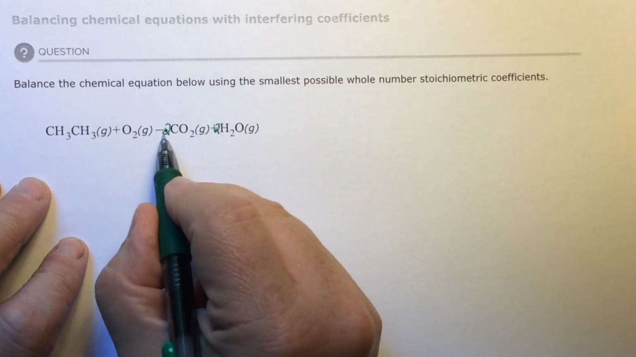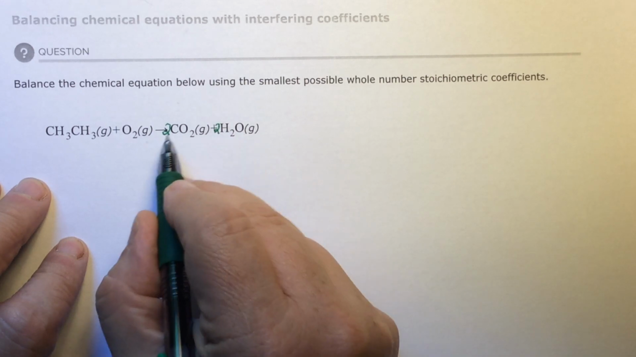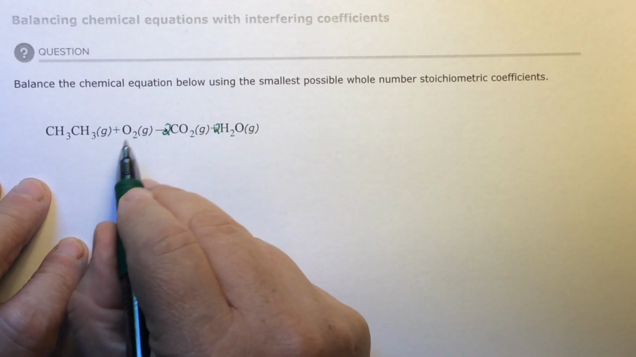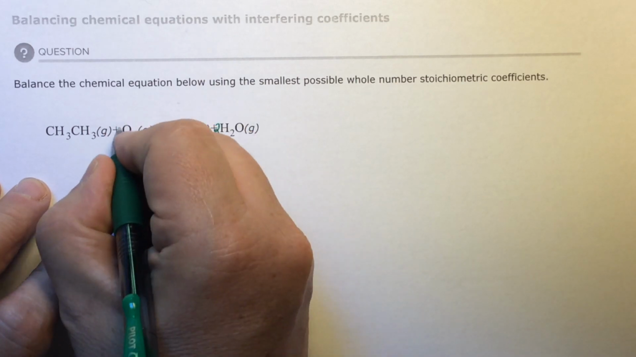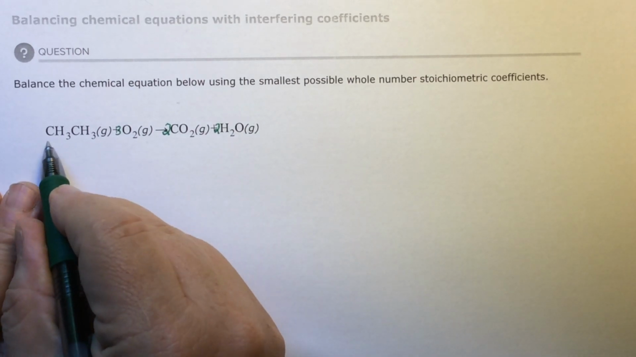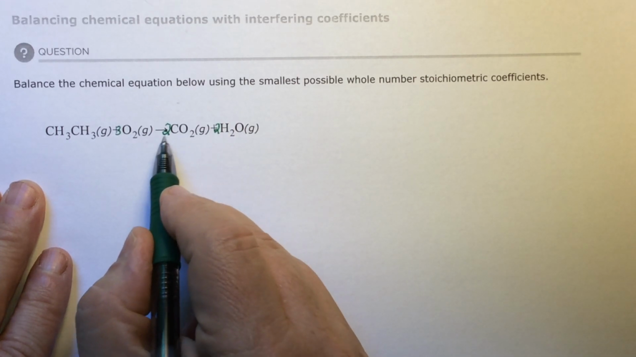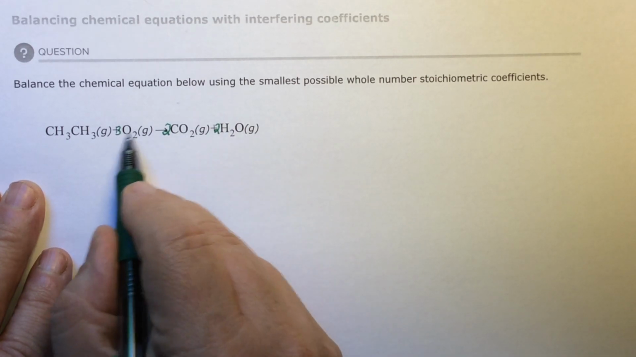So I have 2 times 2 is 4, plus 2 more is 6. So I have 6 oxygens on this side. 2 times what is 6? 3. Okay, 2 times 3 is 6. So far I've got carbons fixed. I've got 2 and 2. I've got oxygens fixed. I've got 6 and 6.